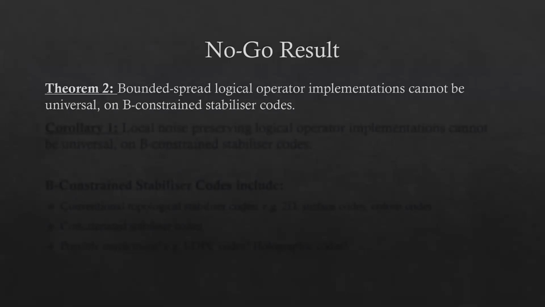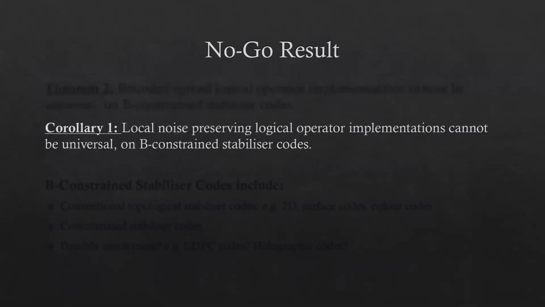In particular then, since we showed that local noise-preserving channels necessarily have bounded spread, the following corollary naturally follows: local noise-preserving logical operator implementations cannot be sufficient for universal quantum computing on B-constrained stabilizer codes. This corollary constitutes our main no-go result, and we can see how it generalizes important earlier no-go results such as the Eastin-Knill theorem on B-constrained stabilizer codes.